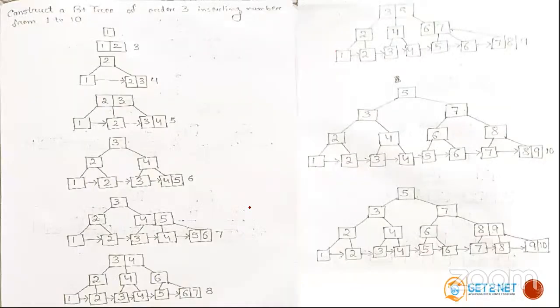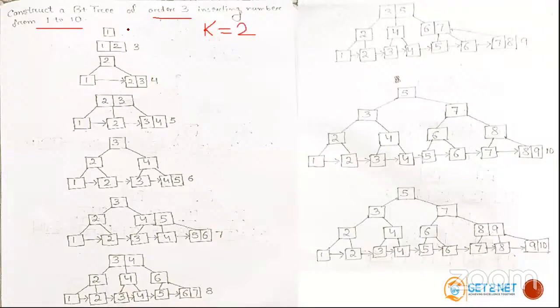Okay, let's see the example. Construct a B plus tree of order 3, inserting numbers from 1 to 10. B plus tree, order is 3. Then what will be my key here? Yeah, Himani, what's the key here? 2, correct. Your key here is 2.